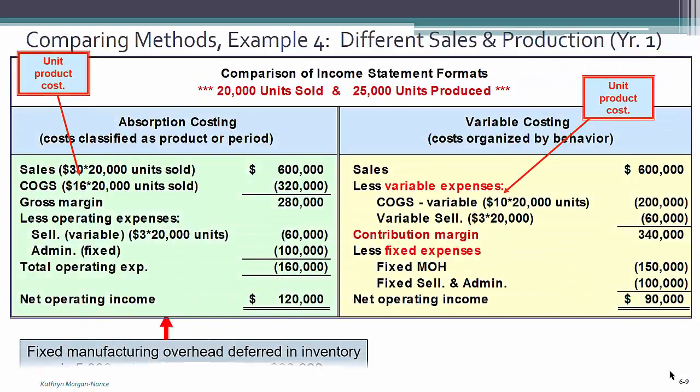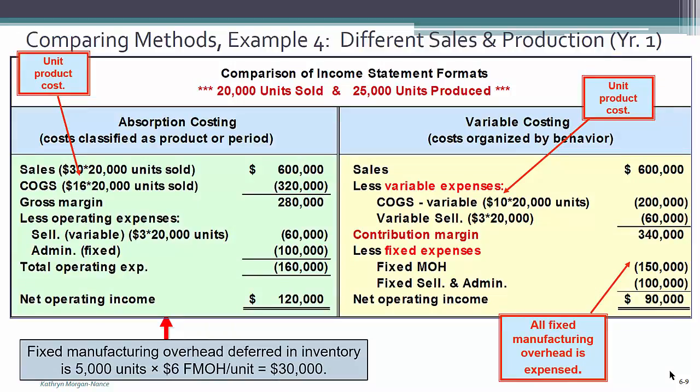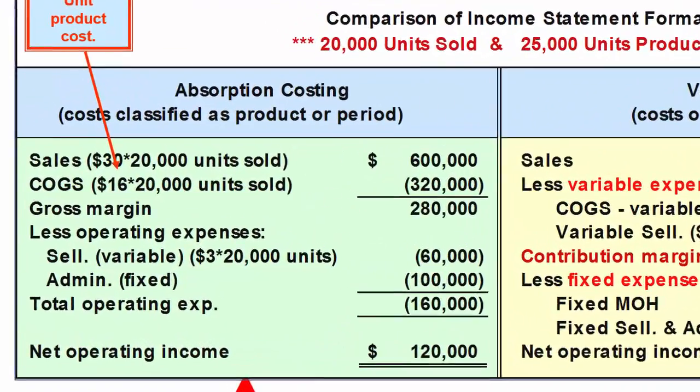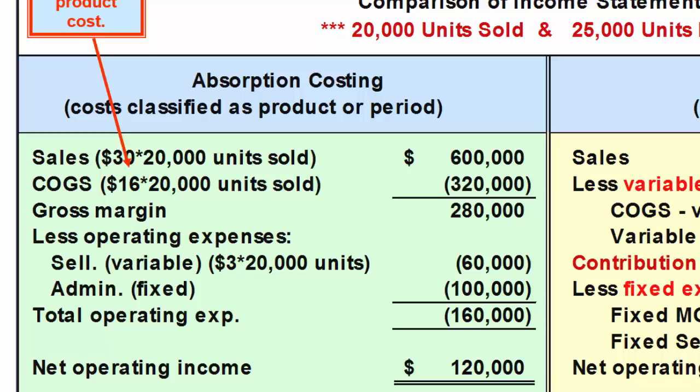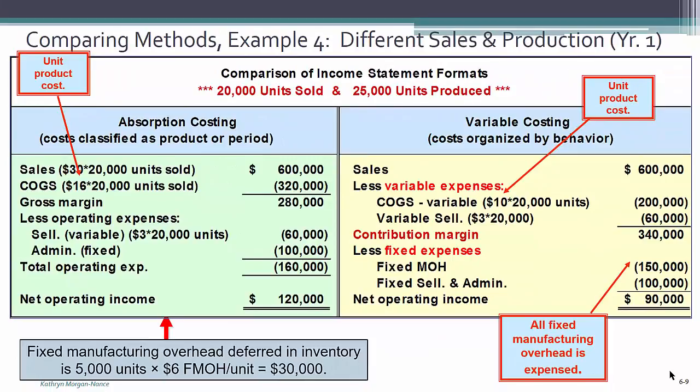Once again, you reviewed the absorption costing income statement on the left side earlier in our Part 2 video. ARCO sold only 20,000 of the 25,000 units produced, leaving 5,000 units in ending inventory. At a sale price of $30 per unit, sales revenue for the 20,000 units sold is $600,000. At a unit product cost of $16, cost of goods sold for the 20,000 units is $320,000. And after operating expenses have been deducted, net operating income is $120,000.